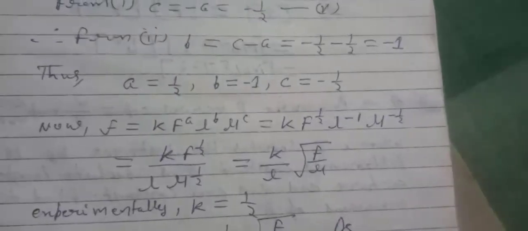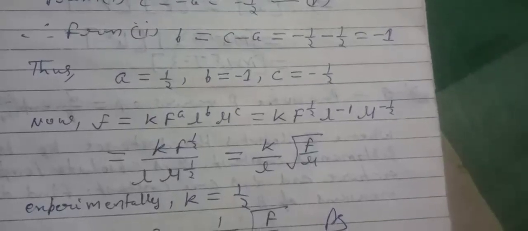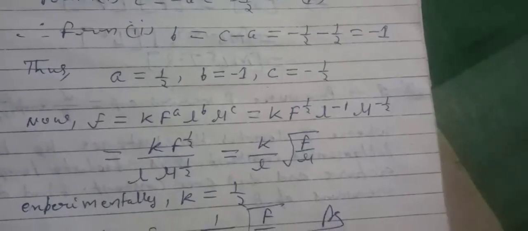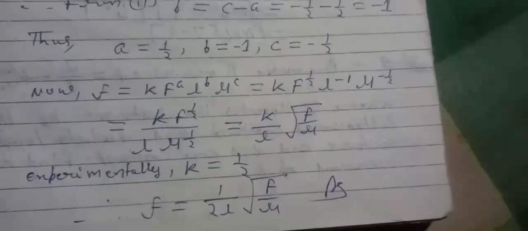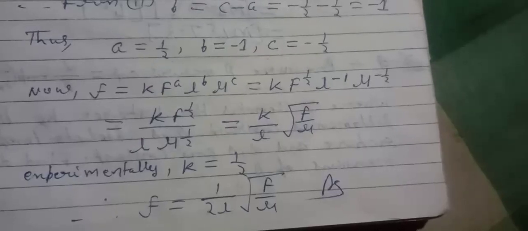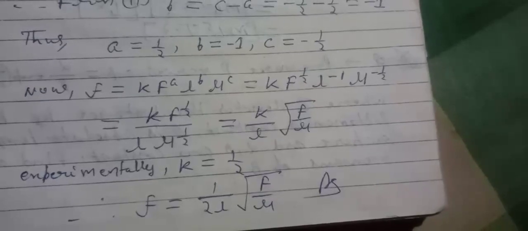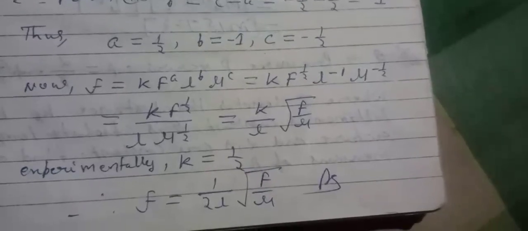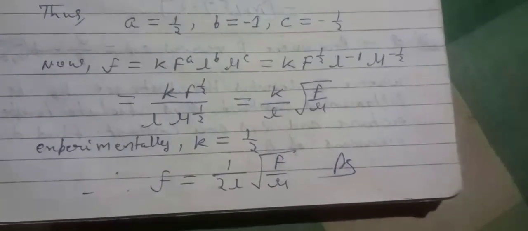Now we can write f equals K into F to the power A, L to the power B, mu to the power C, equals K into F to the power 1 by 2, L to the power minus 1, mu to the power minus 1 by 2, or equals K into F to the power 1 by 2 by L into mu to the power 1 by 2, or f equals K by L under root F by mu. And experimentally we have the value of K equals 1 by 2. Hence frequency f is given by 1 by 2L under root F by mu. Answer.